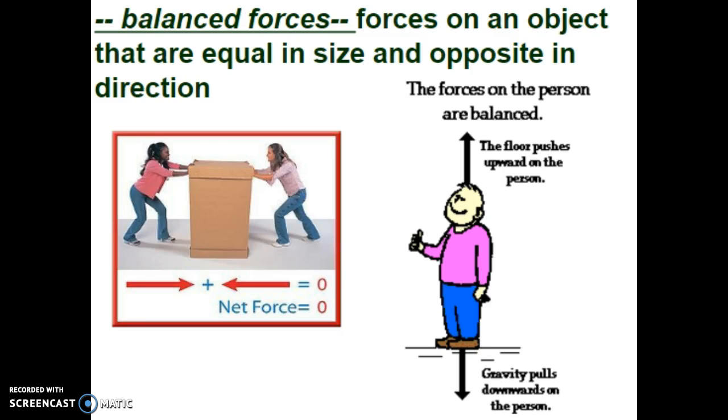Likewise, even if you aren't pushing on anything or you don't think you're pushing on anything, you are always being pulled down by gravity onto the floor, and the floor is pushing up on you. So those forces are also balanced.